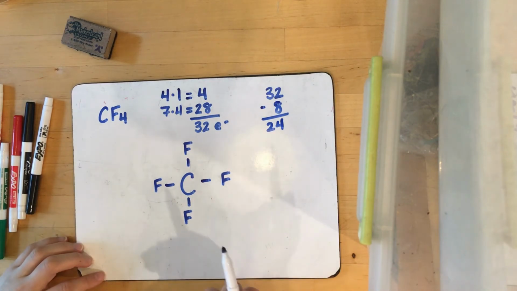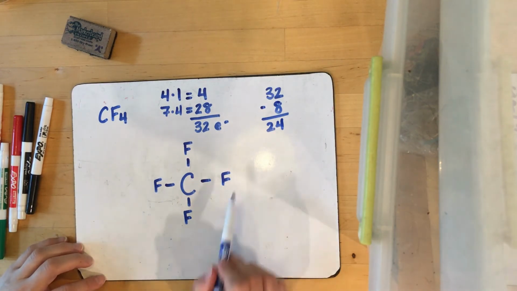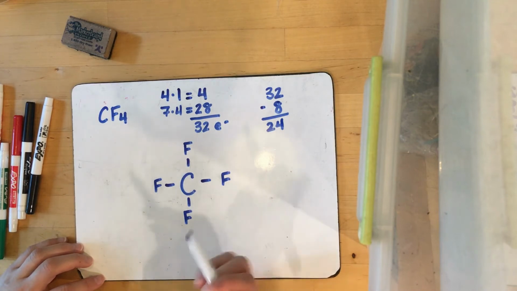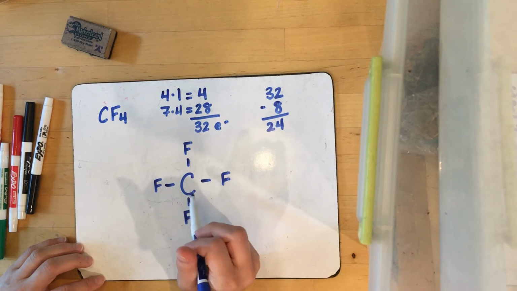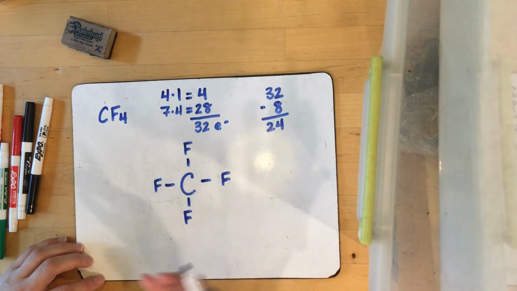So the next step is to add electrons to the outer atoms until they reach a full octet. So each of these outer atoms has 2 from the bond. So to reach 8, they each need 6 more.